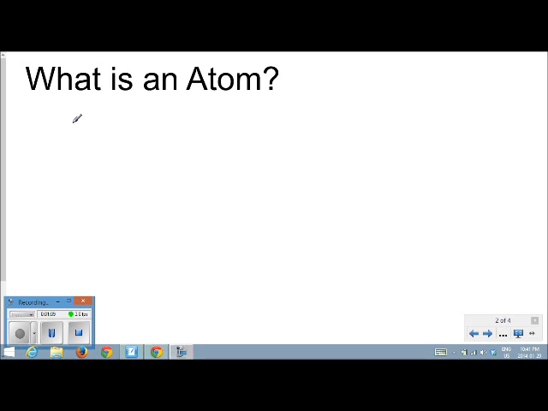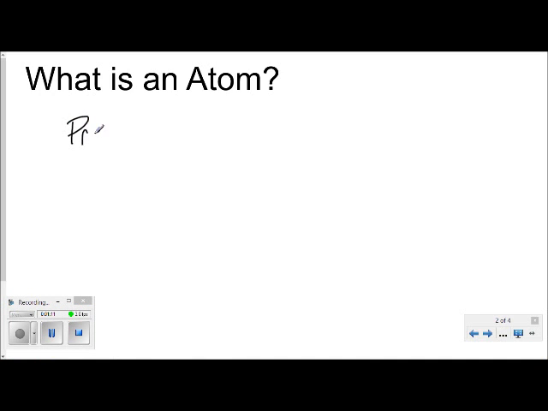So, protons, excuse my messiness here, guys. I'm just getting used to this. Neutrons and electrons. Okay? So, protons, neutrons, and electrons.